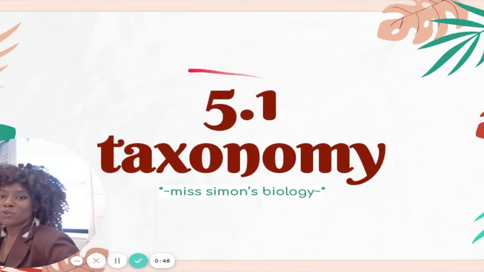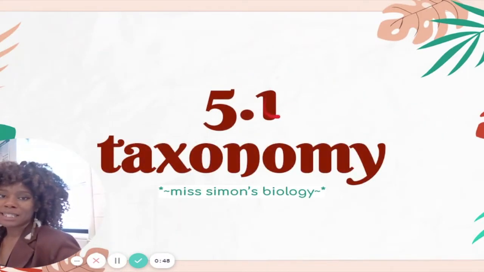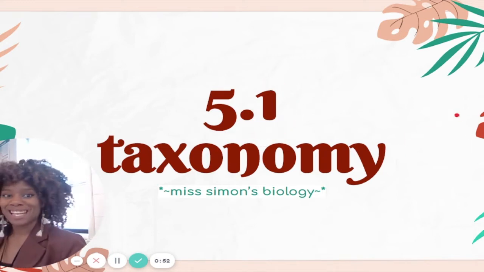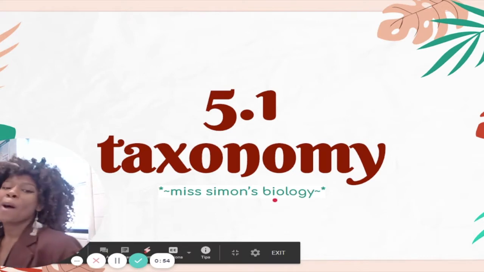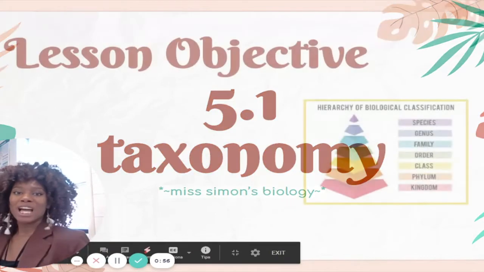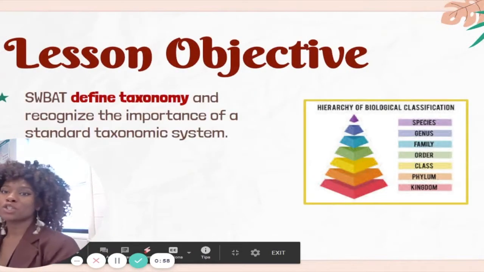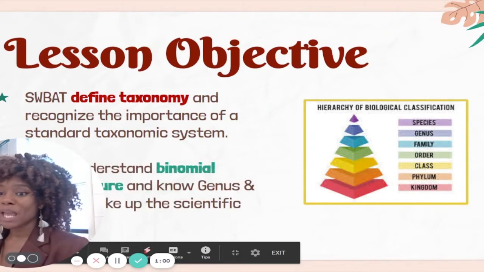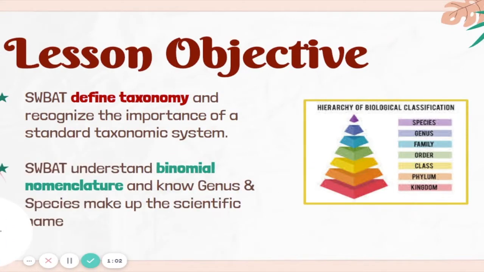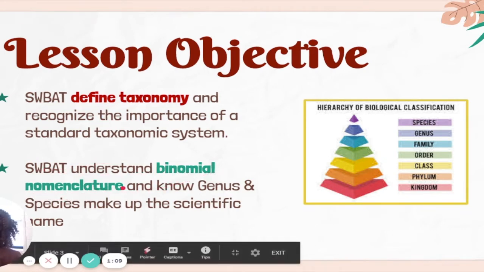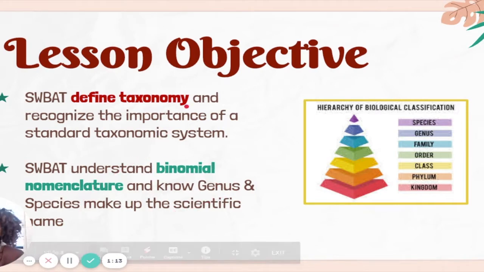So welcome to Unit 5. This is lesson number 1 of it. We are talking about taxonomy. And of course, this is Miss Simon's biology class. So today's lesson objective is that you should be able to define taxonomy and recognize the importance of a standard taxonomic system. You should also be able to understand binomial nomenclature and know that genus and species make up the scientific name.